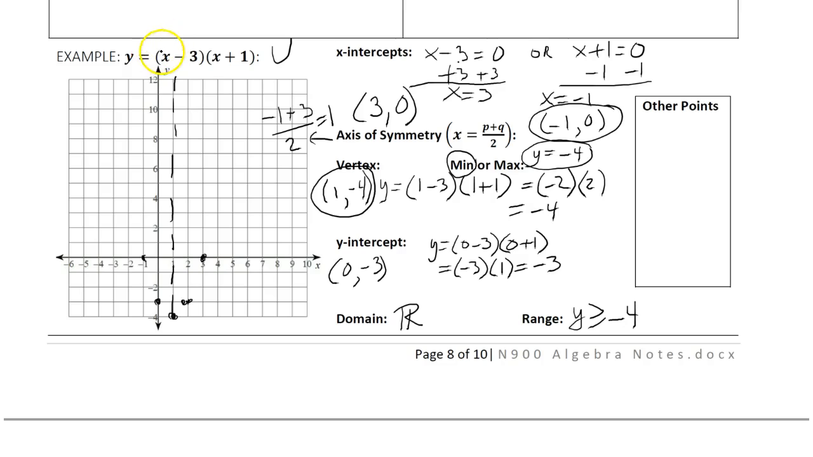To find other points, use the same method we've used before. A in this case is 1. 1 times 1 is 1. Go over 1 and up 1. 1 times 4 is 4. Go over 2 and up 4. 1 times 9 is 9. Go over 3 and up 9. 1 times 16 is 16. Go over 4 and up 16. Draw a smooth curve.